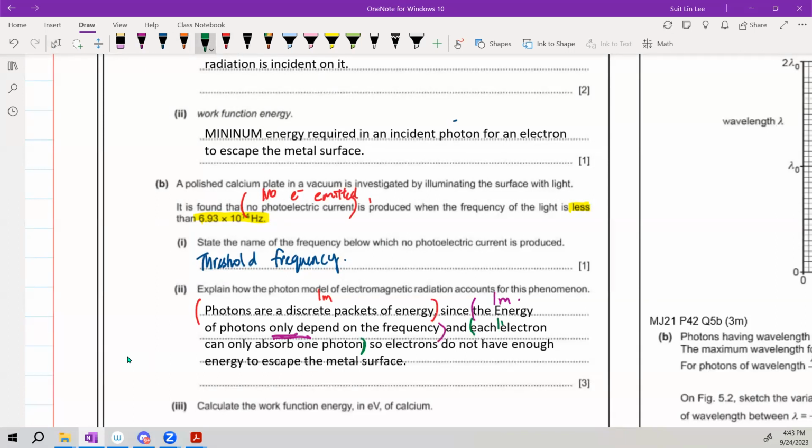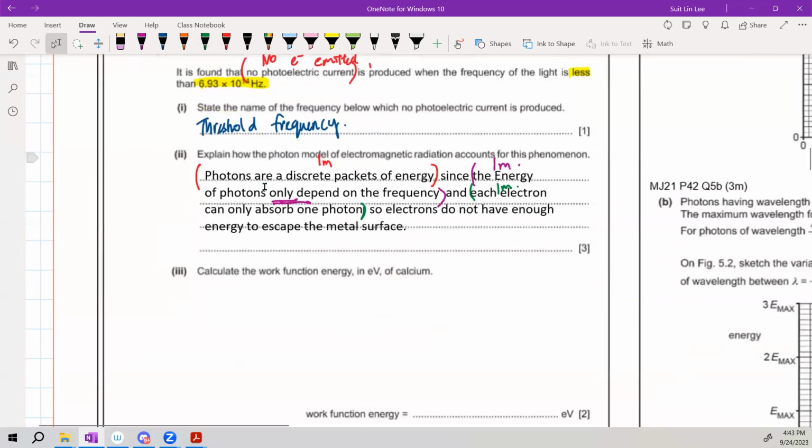So not enough energy. I can only take one, but if the one is never enough for me to escape the metal surface, it doesn't matter. You shoot 100 at me, there's no point. I can only take one. And I cannot combine the energy, so too bad.